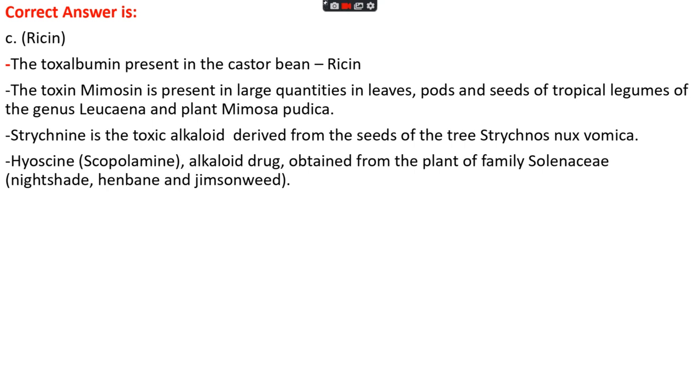Okay, while the toxin mimosine is actually present in large quantity in the leaf, spores, and seed of tropical legumes of the genus Leucaena, and also the plant Mimosa pudica. Similarly, strychnine is a toxic alkaloid, which is mainly present in the seeds of the tree Strychnos nux-vomica. Okay, while hyoscine, which is another name for scopolamine, is also an alkaloid drug, and it's obtained from plants of the family Solanaceae, like nightshade, henbane, and Jimson weed.